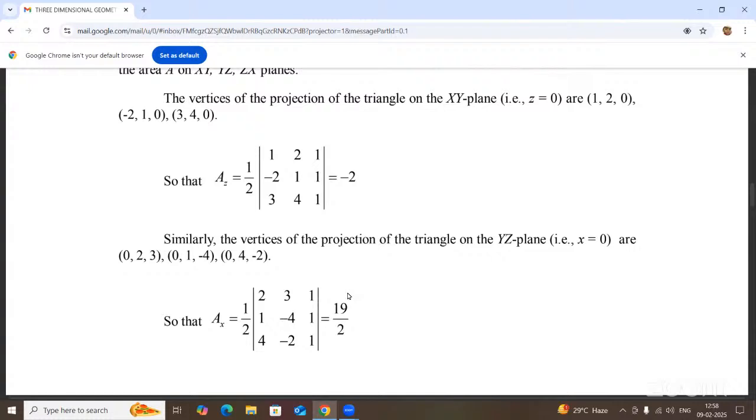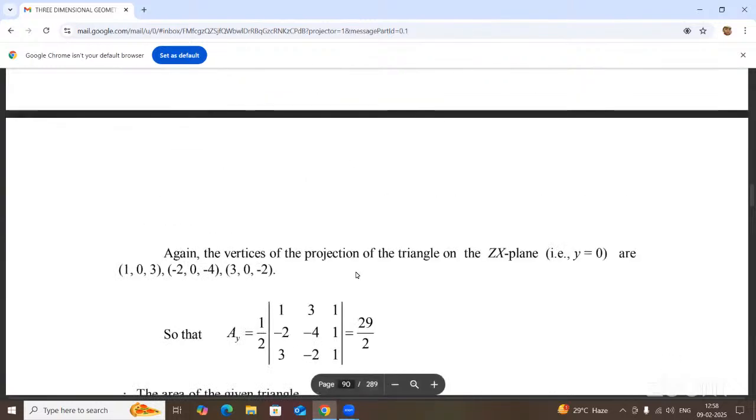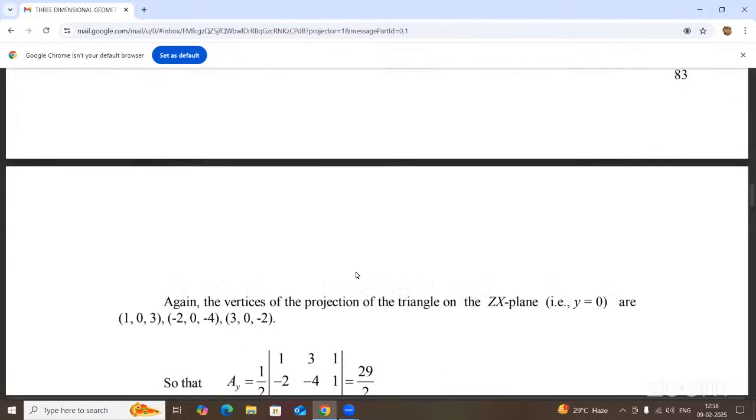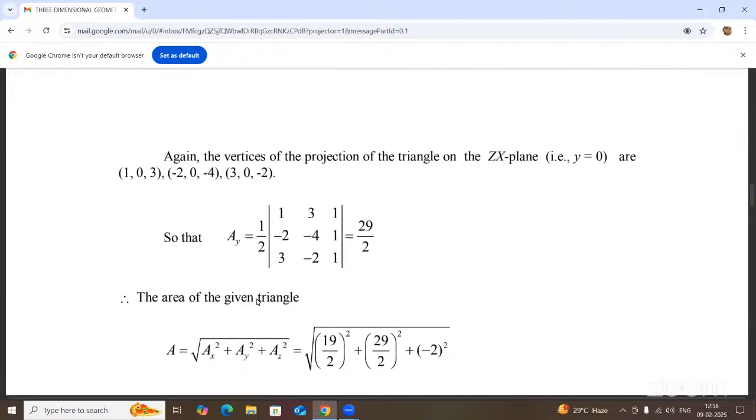And again, the vertices of the projection of the triangle on YZ. YZ means X equal to 0 for the given points. So for the given points, we take the X coordinate as 0. The remaining values are the same. Ax equal to 1 by 2 of, replacing the X coordinates, we take 1, 1, 1. So 2, 3, 1; minus 4, 4; minus 2. After the simplification, 19 by 2. And in the same manner, Ay. In Ay, the Y coordinate is 0. After the simplification, 1, 3; minus 2; minus 4, 3; minus 2. And again the third column is 1, 1, 1. After the simplification, 29 by 2.